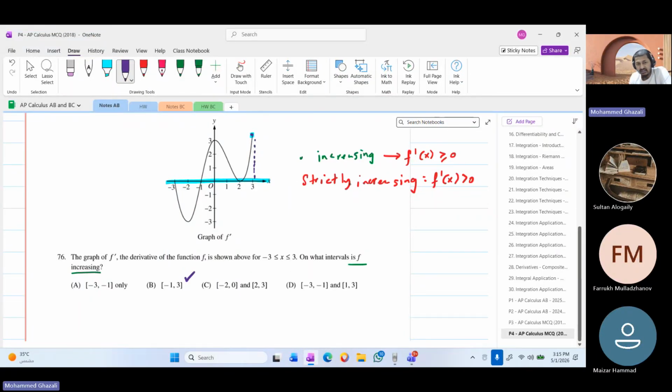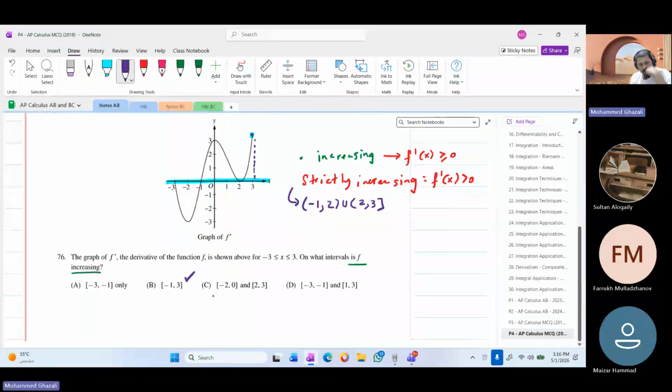No, the strictly increasing answer will be from negative 1 to 2 union 2 to 3. Yes. That will be strictly increasing. That will be our answer for strictly increasing. But for increasing, they have just combined the intervals. So just be careful. Obviously, it can't be from negative 3 to negative 1 because that is below the x-axis. F prime x is less than 0.